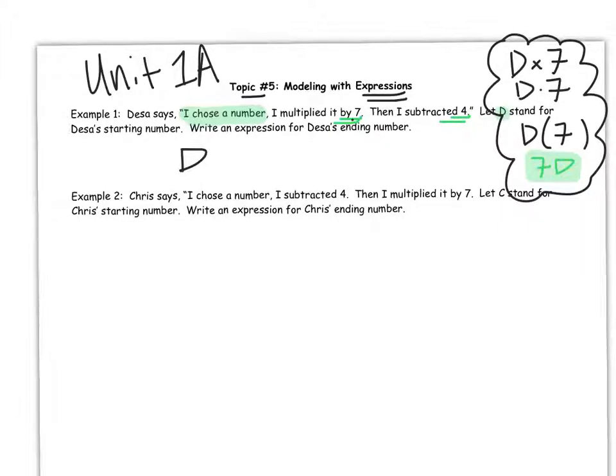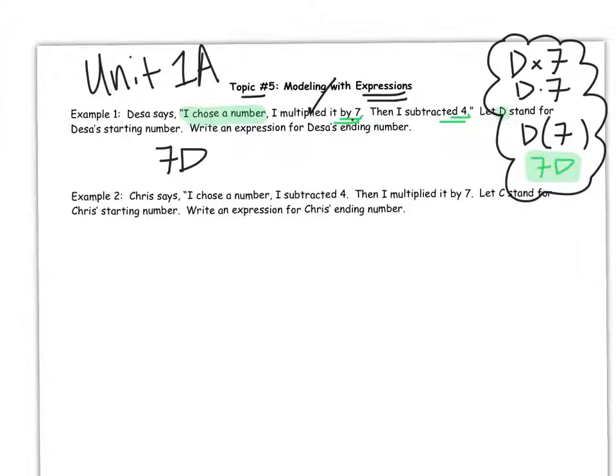If you wrote any of these other options, that's correct. But just since this is your notes, I'm going to use the one that you're going to see most often when you are looking at math materials. So I'm going to write 7D, which means I'm going to put the 7 in front of the D. And that literally means I chose a number, I multiplied it by 7. All right, so multiplied by 7, we did that part.